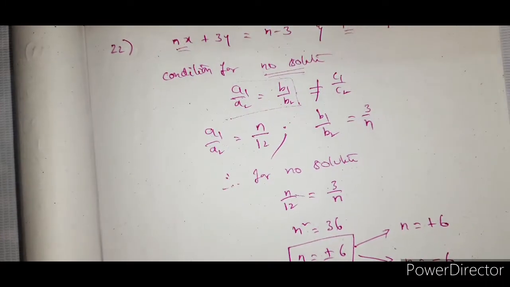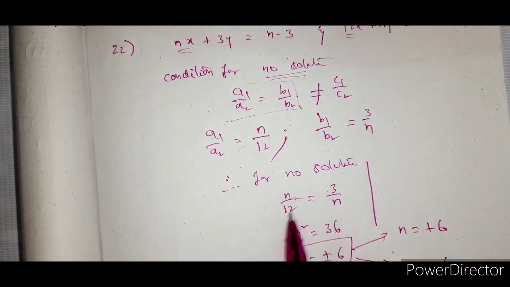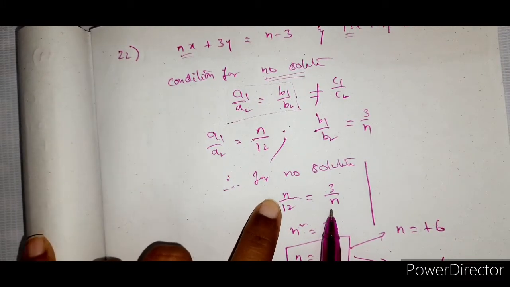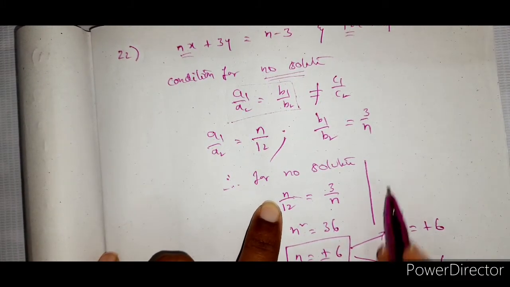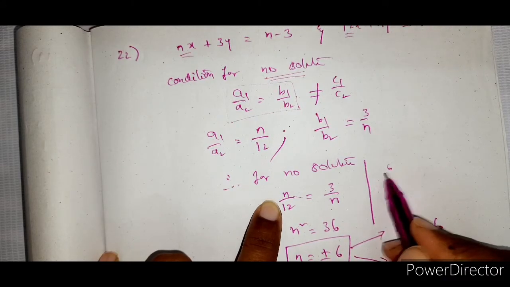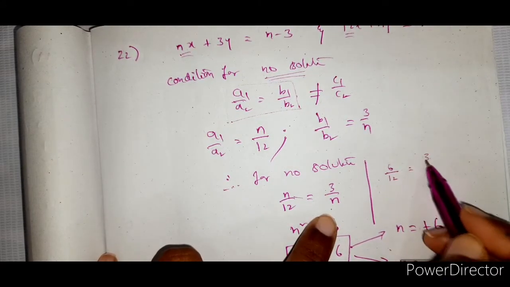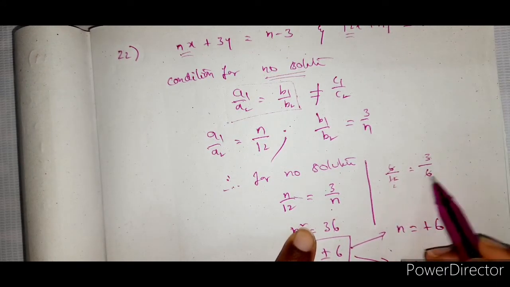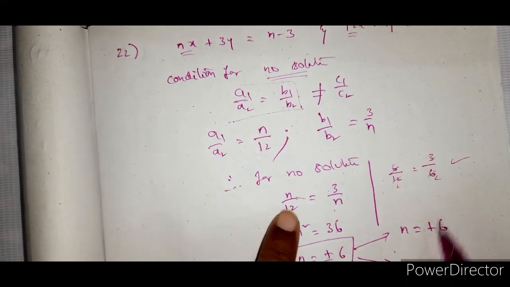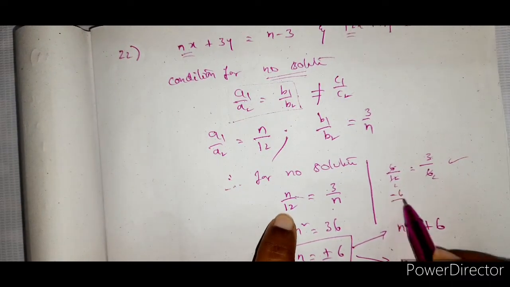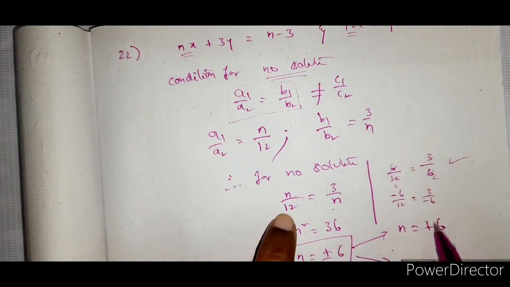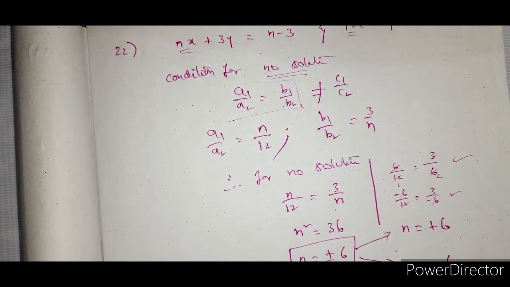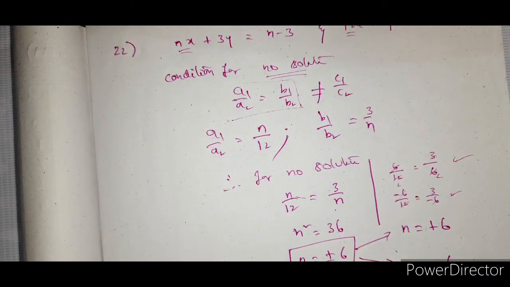Right? So now let us apply it in here. Like for no solutions, these must be equal, is it not? So now if I take n is equal to plus 6, 6 by 12 is equal to 3 by 6. Okay, so therefore 6 2s are 12, 3 2s are 6, verified. Right, now if I take n is equal to minus 6, minus 6 by 12 is equal to 3 by minus 6. So therefore it is also minus 1 by 2, minus 1 by 2. So therefore the condition is verified. Okay.